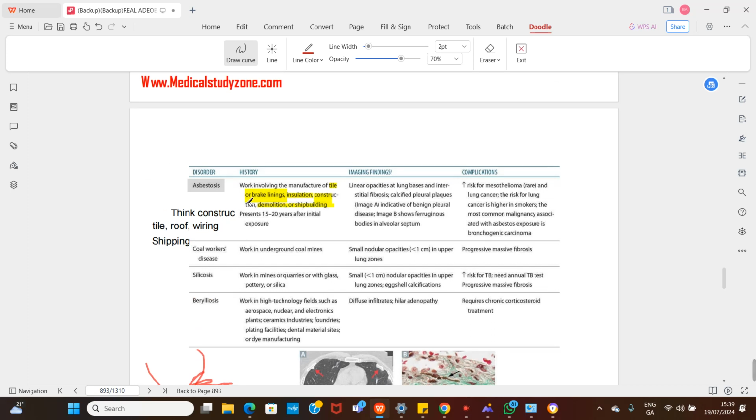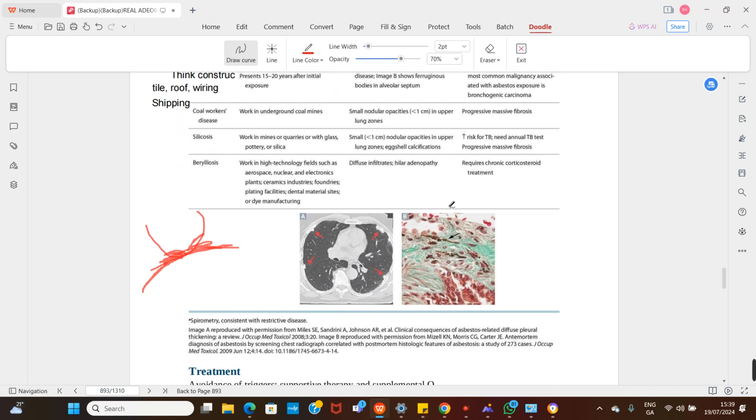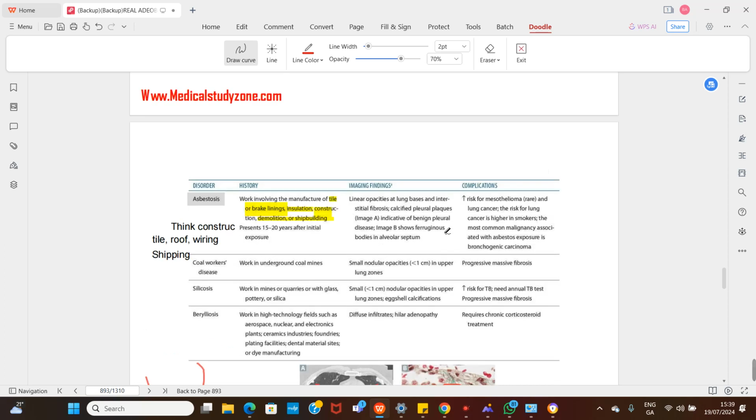If you aspirate their sputum by doing a bronchoalveolar lavage, you can demonstrate what we call the ferruginous bodies. These are the ferruginous bodies. They look greenish-brownish in color with a dumbbell appearance. This is it here. And the stain that I use is your Prussian blue stain.